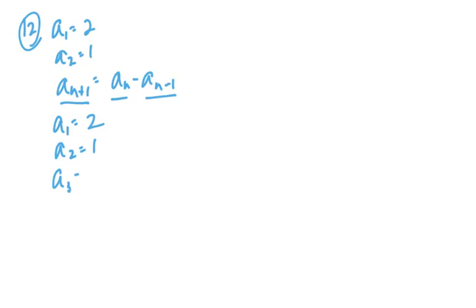Let's talk about a sub 3. Now a sub 3 is technically a sub 2 plus 1, right? So keep that in mind. So that means we have a sub 2 minus a sub 2 minus 1, which is a sub 1. So this means a sub 3 is the number 1 minus a sub 1, which is the number 2, and that gives us -1.